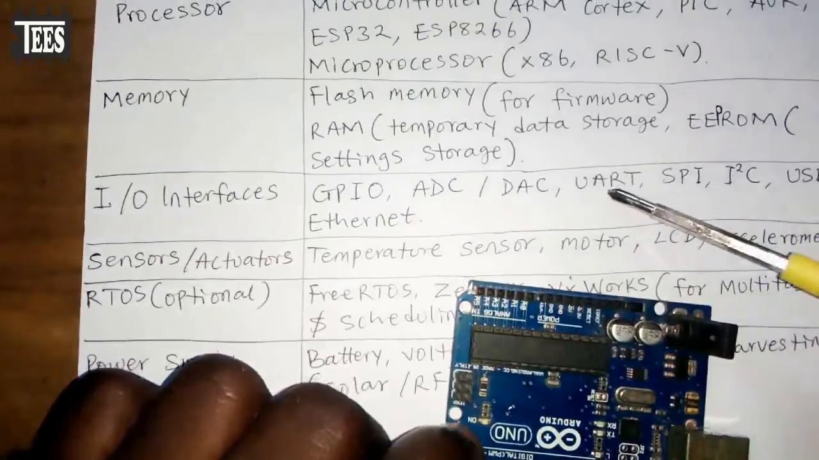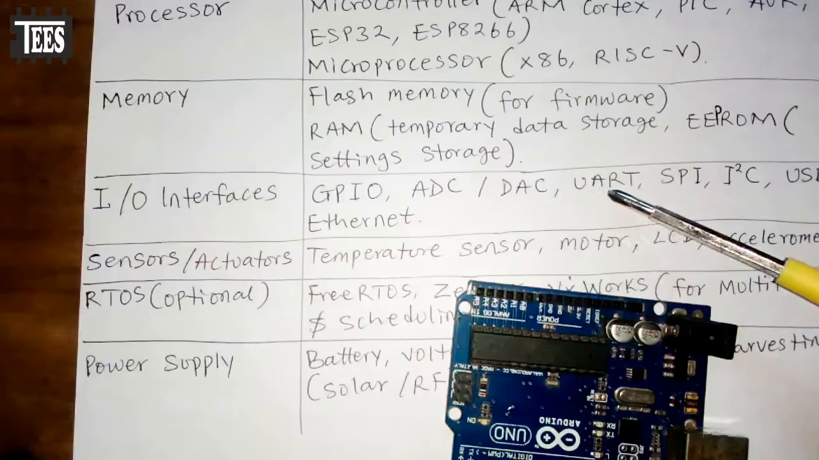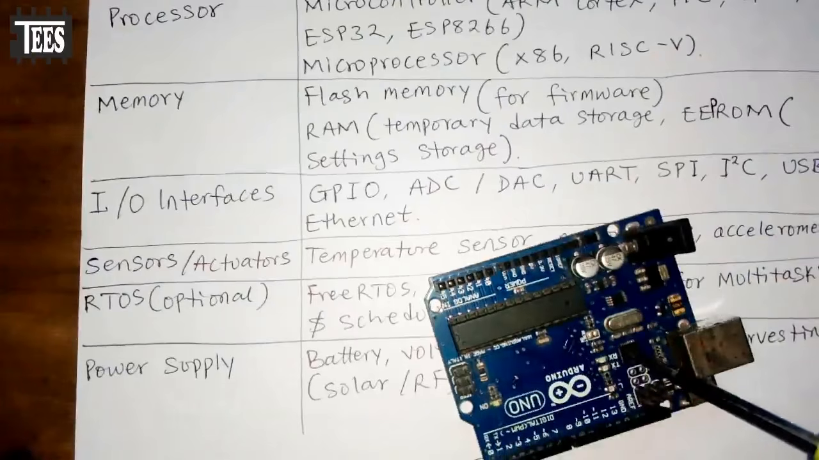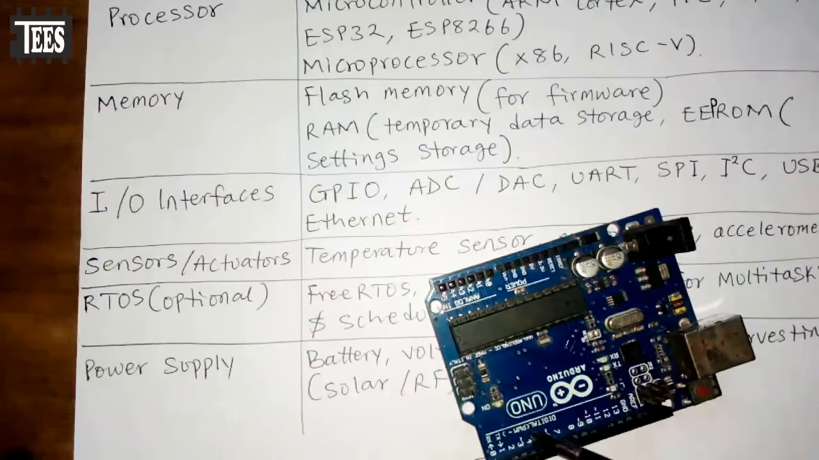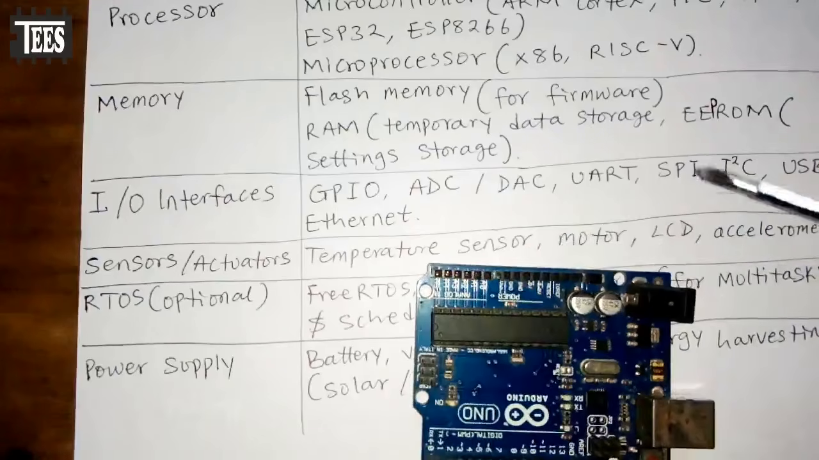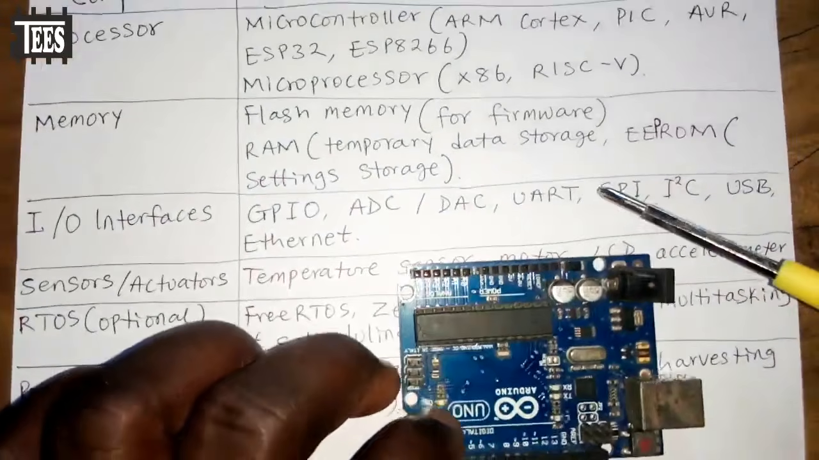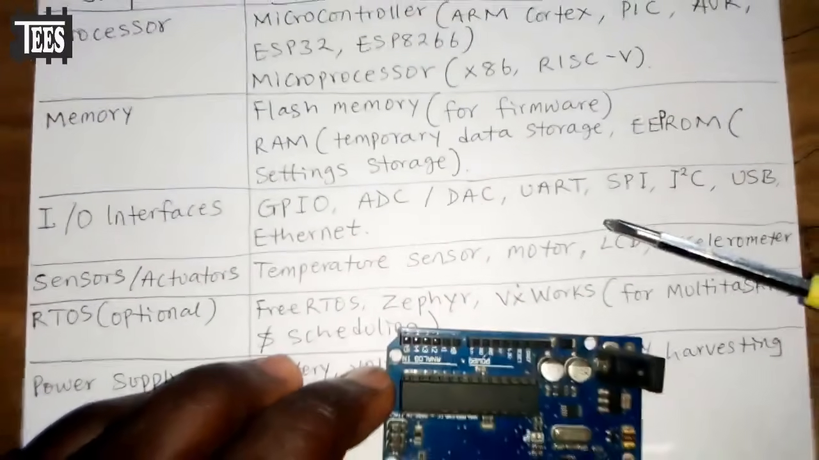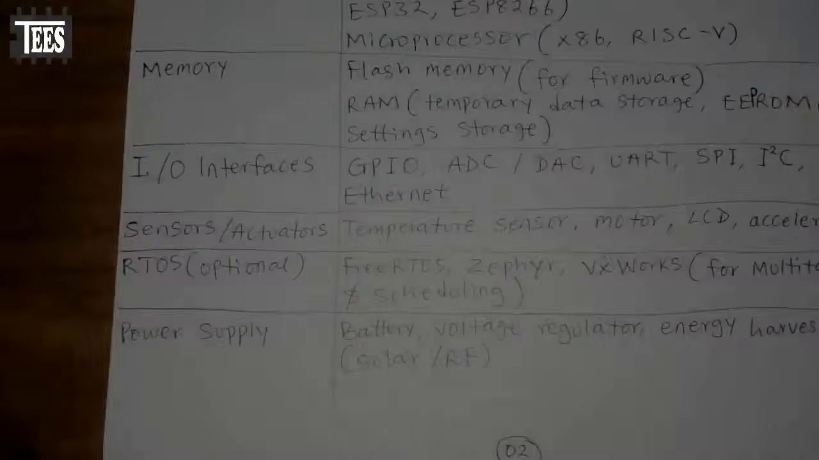So your UART. UART stands for Universal Asynchronous Receiver and Transmitter. Your serial port, like what we have here, is the USB to serial port on this. Then we have I2C. So we have all this on this board. Then we also have some that have an Ethernet connection. You understand? So these are the I/O interfaces.